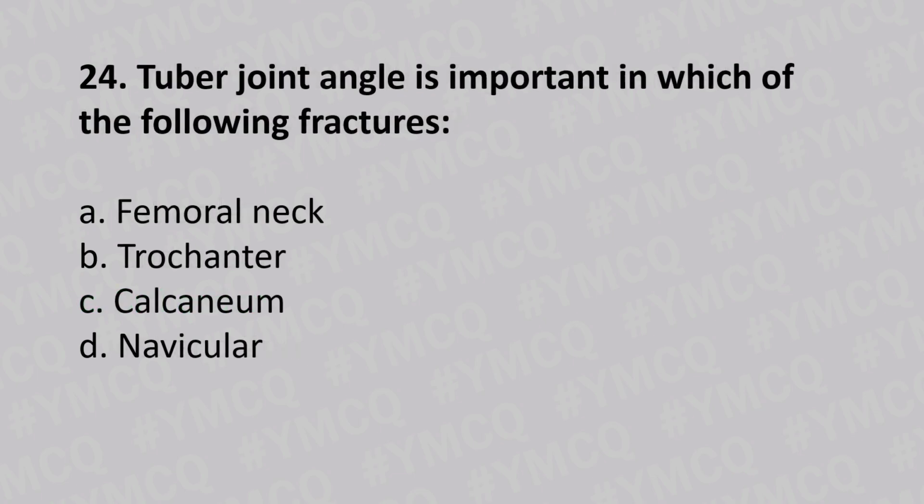Moving to our 24th question. Tuber joint angle is important in which of the following fractures? Option A, femoral neck. Option B, trochanter. Option C, calcaneum. Option D, navicular. And the answer is option C, calcaneum.